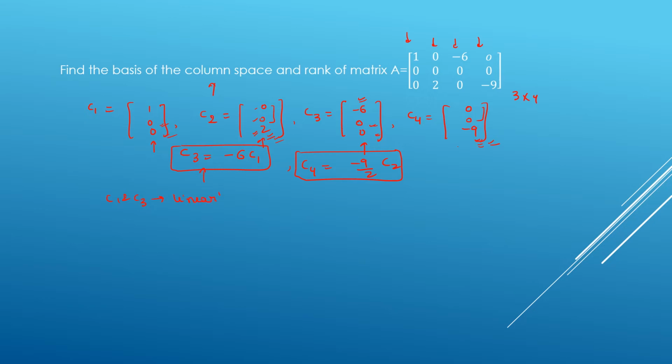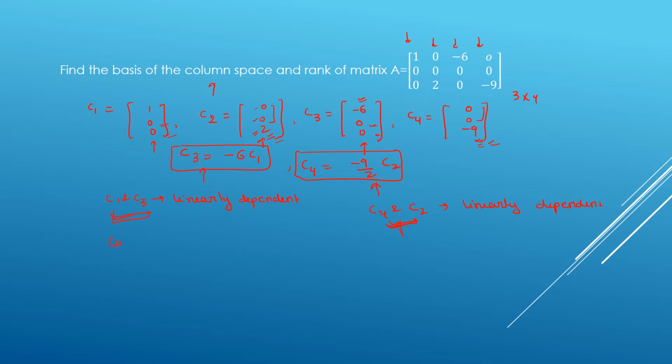They are linearly dependent, not independent. If they were linearly independent, then we would count all 4 as their rank. But here, unfortunately, these are linearly dependent, right? So only 1 will be counted out of these 2. Either you can count C4 or C2 from here and C1 or C3 from here.